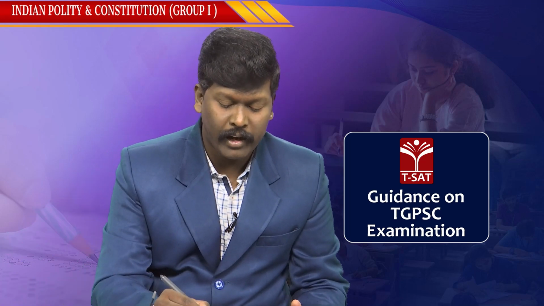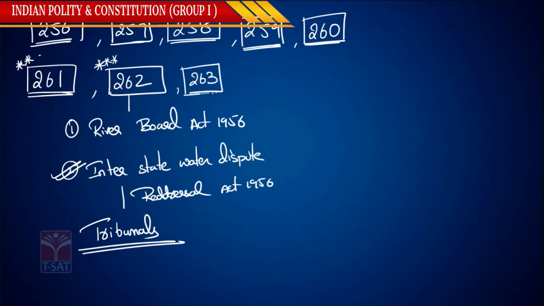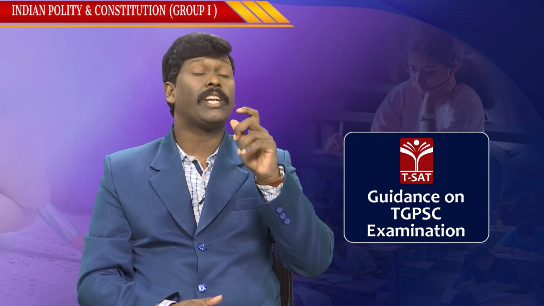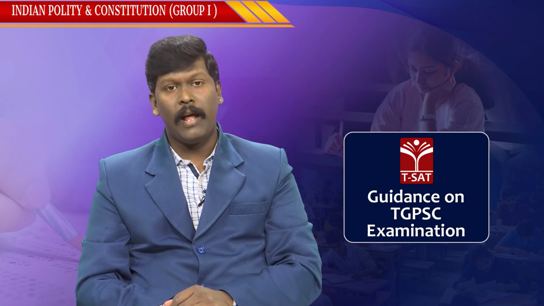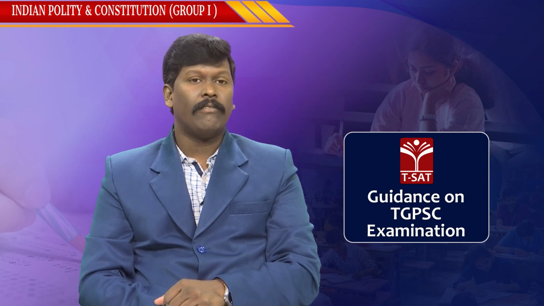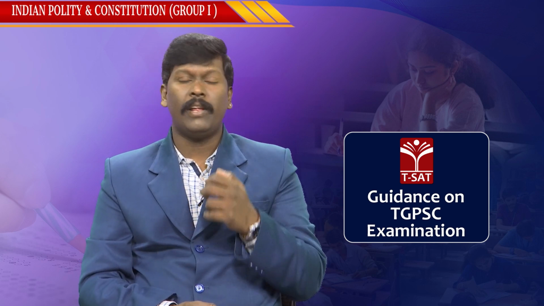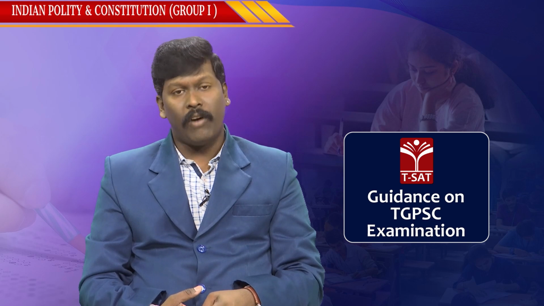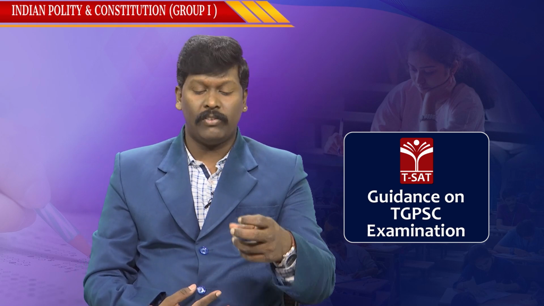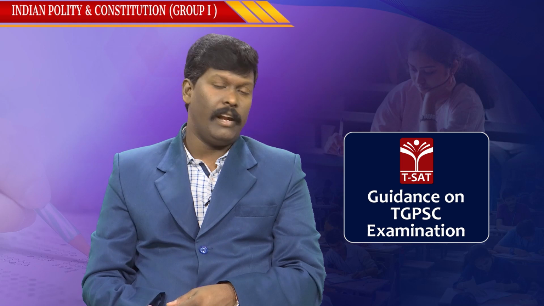The next one we have is Article 263 of the Constitution. Now, what is Article 263? Article 263 talks about interstate council. The President of India, by a presidential order, shall form an interstate council. Why? For cooperation, coordination, communication between all the states in India. This is your Article 263 of the Indian Constitution.